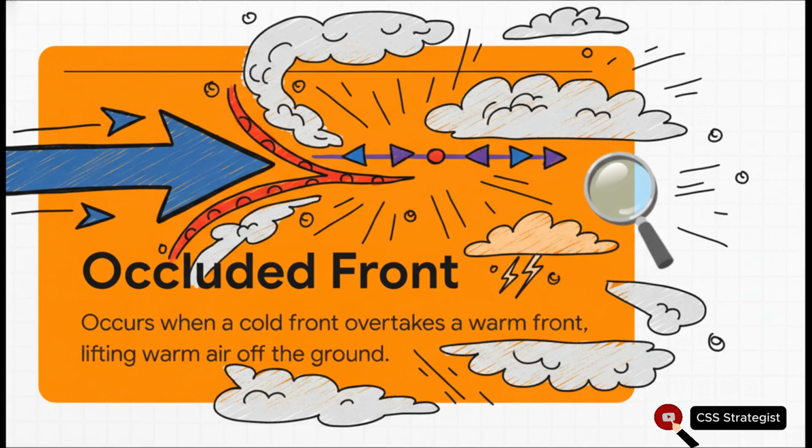An occluded front forms when a fast-moving cold front actually catches right up to and overtakes a warm front. It essentially pinches the entire warm air mass off the ground and lifts it aloft. Now, definitely take notes on this because it is an essential CSS exam concept. The formation of an occluded front marks the absolute peak intensity of the storm and simultaneously signals the beginning of the eventual decay of these mid-latitude systems.